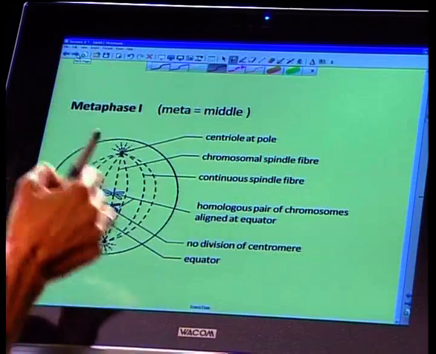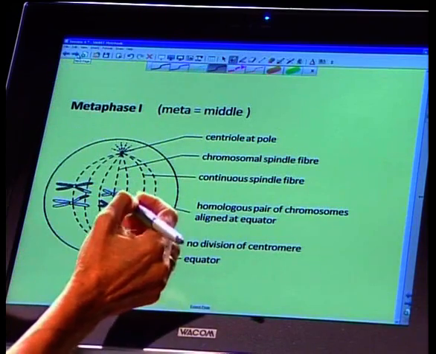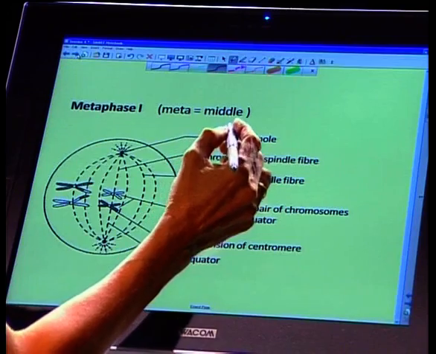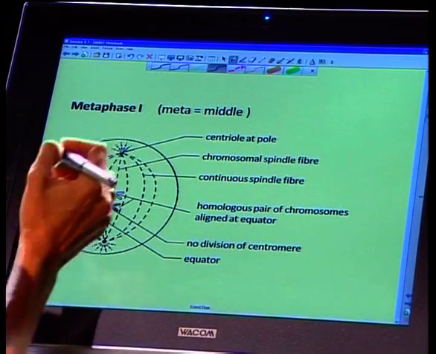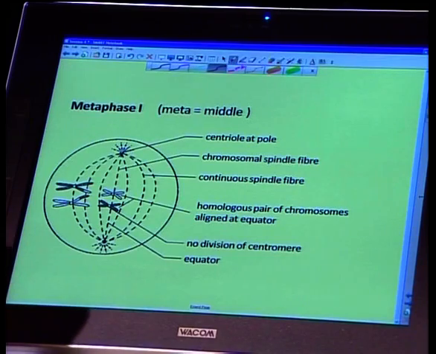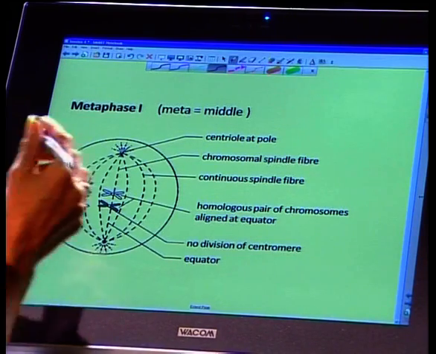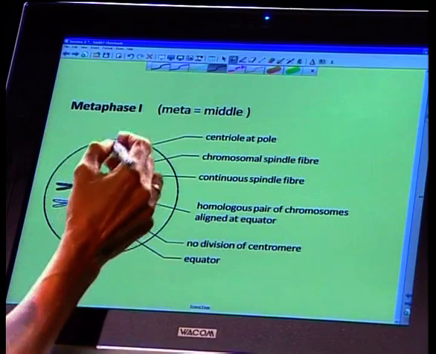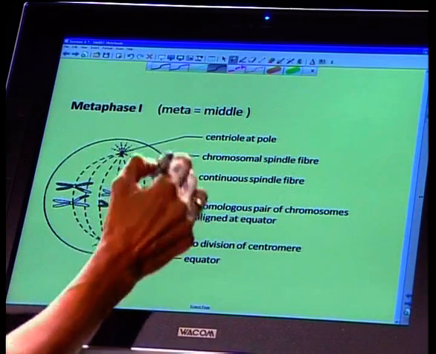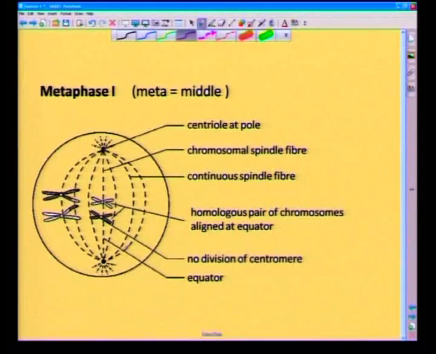Then we have metaphase, and when we look at metaphase, you're going to end up with your centrioles, remember, very important, and we have centrioles in animal cells, not plant cells. So the centriole is at the pole, and then coming off these centrioles, you have your spindle fibers, and your chromosomal spindle fibers will have chromosomes on, and your continuous spindle fibers don't attach to a chromosome.